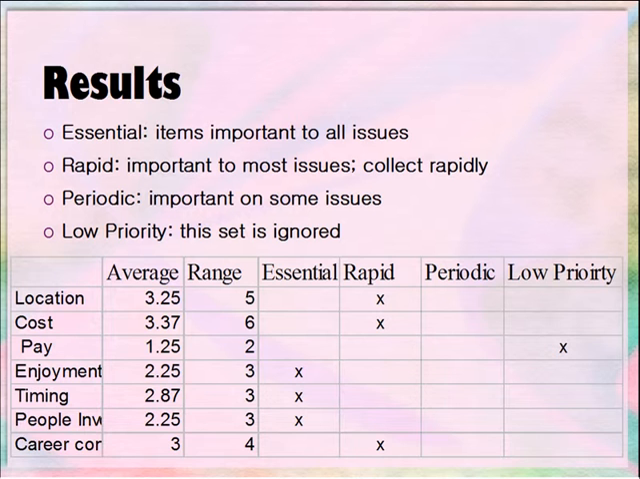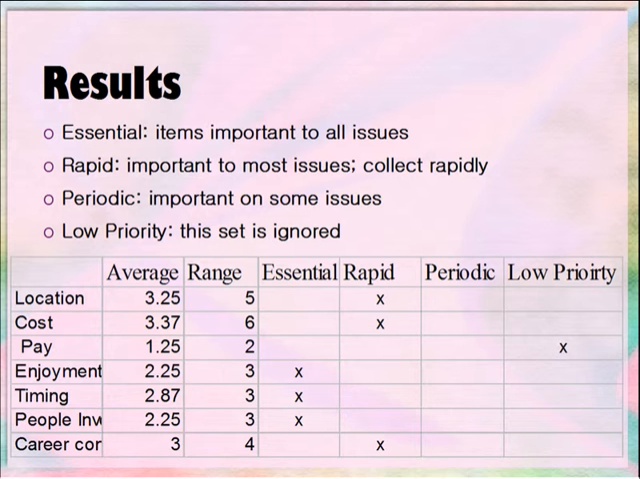Essential information includes items important on all issues and collecting efforts should be done now. Rapid collection information are items important on most of the issues and must be collected soon. Periodic collection items are important on some issues and should be collected when needed, and low priority items are irrelevant and to be ignored. We'll notice that essential data has a high average and a small range, as seen in the enjoyment, timing, and people involved categories.